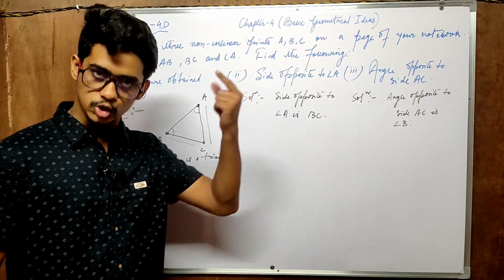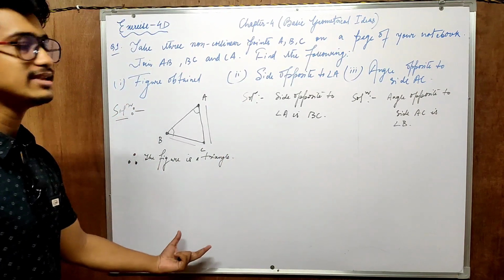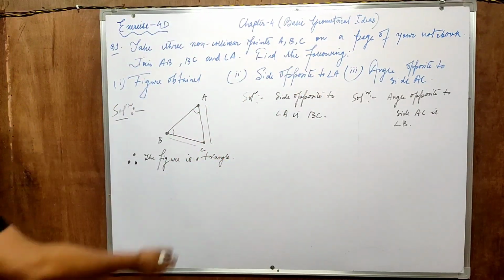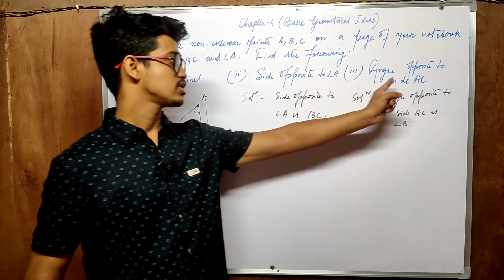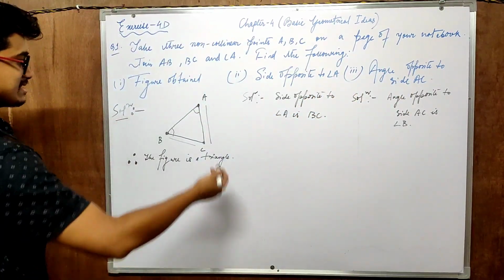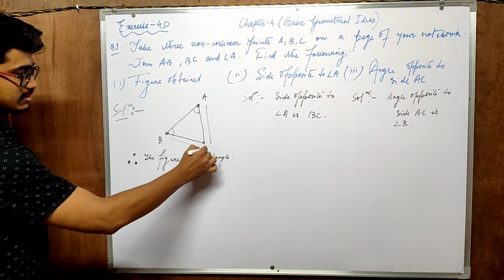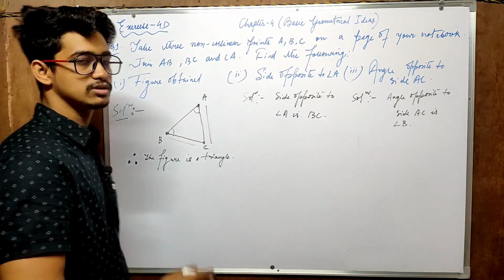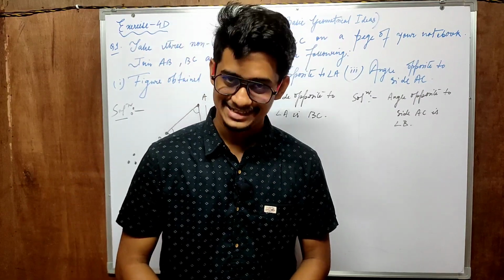So what we have to do is take non-collinear points, join these points, and write the figure that is obtained. The next question is the side opposite to angle A. Where is angle A? There is angle A. The opposite side is BC. Another question is the angle opposite to side AC. Where is AC? This is AC. The angle opposite to AC is angle B. So that's about question number one. Moving on to our next question, question number three.